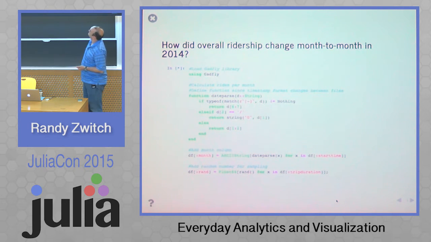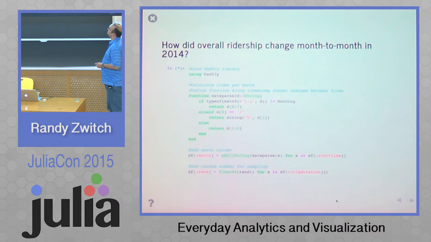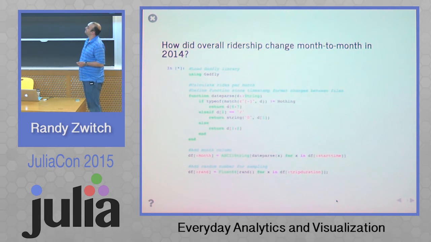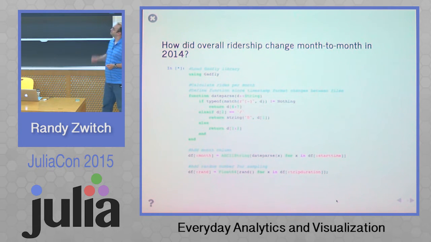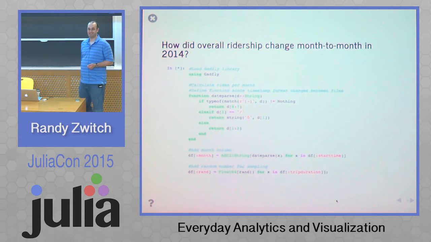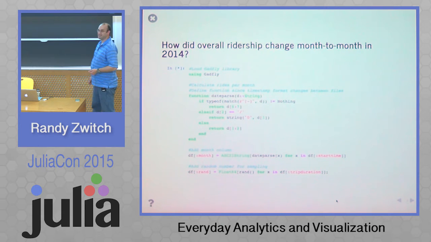Yeah, Gadfly. Just to be clear, I didn't break the string processing in general in Julia, just in the describe function. So the date parse function is as fast as it's going to be, I suppose.